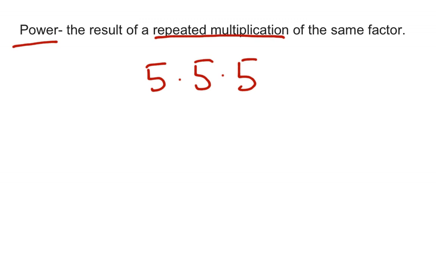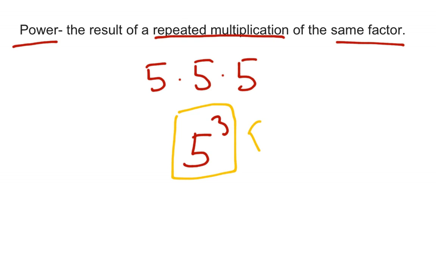Okay, so this is what they're talking about when they say a repeated multiplication. That means that something's being multiplied together, and because it says of the same factor, it's the same number being multiplied over and over again. So when you have 5 times 5 times 5, the result that we get is a power. A power consists of a base and an exponent. Instead of writing 5 times 5 times 5, we would write this as 5 to the third power. This entire thing is what we call a power, but the whole number itself is what we call a power.